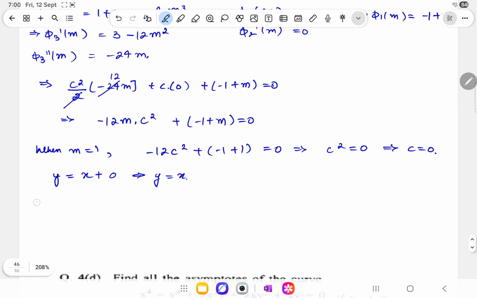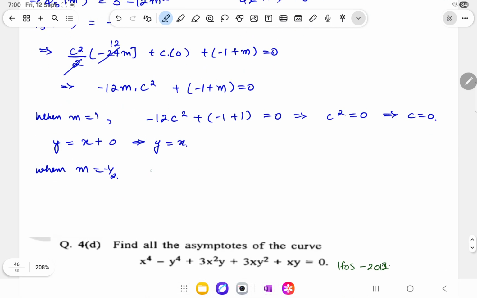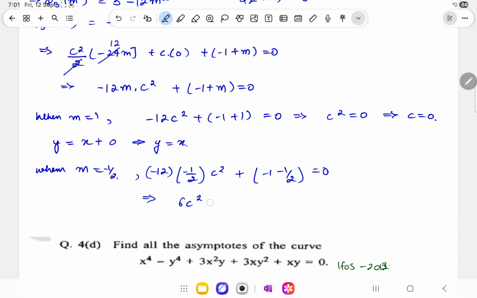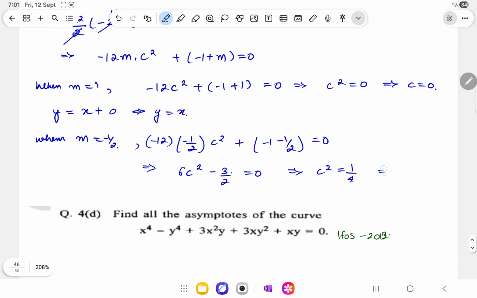Likewise, when my m is minus 1 by 2, the equation will become minus 12 into minus 1 by 2 c square plus minus 1 by 2 equals to 0. So if I solve it, I'll be getting 6c square minus 3 by 2 equals to 0. So from here I got c square equals to 1 by 4. So that basically gives me c equals to plus minus 1 by 2. So my equation of asymptote when m is minus 1 by 2 is y equals to minus x by 2 minus 1 by 2 and y equals to minus x by 2 plus 1 by 2.